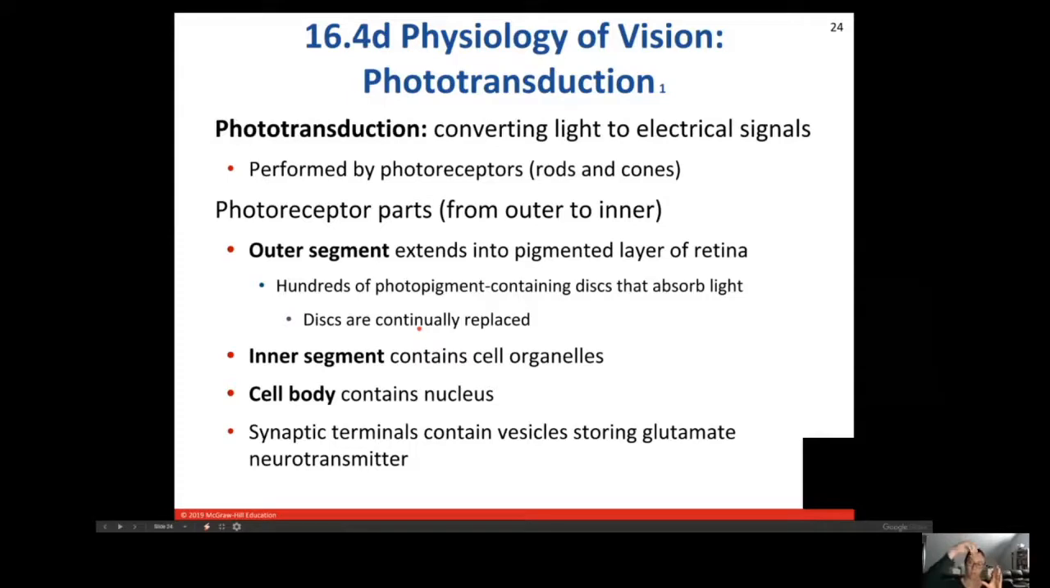So we'll have the discs degenerate and then we'll get new ones made. And the photopigment gets replaced too. The inner segment contains the cell's organelles, the mitochondria, all those important things. The cell body contains the nucleus, and the synaptic terminals contain those vesicles storing the neurotransmitter. This neurotransmitter is called glutamate. We haven't really talked about glutamate that much yet, but glutamate is the neurotransmitter that the photoreceptor cells use.